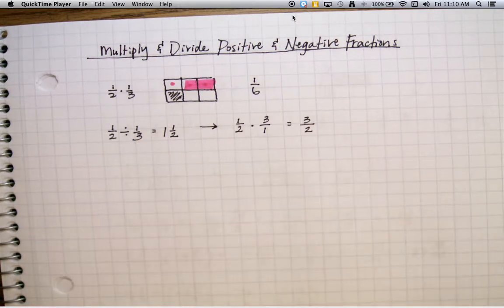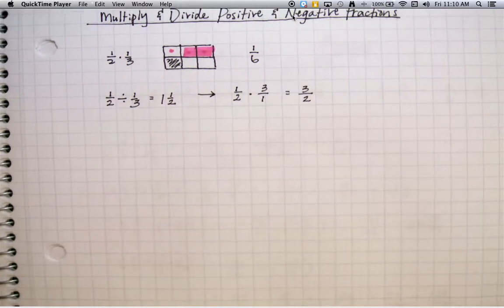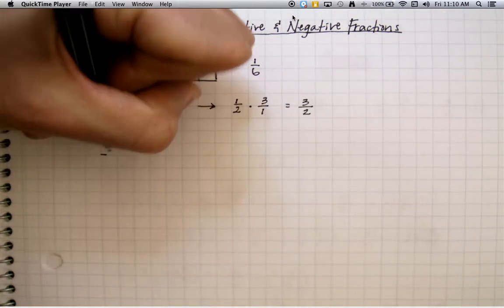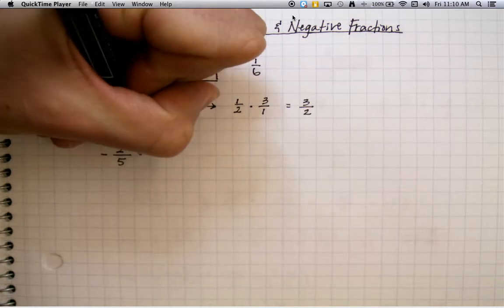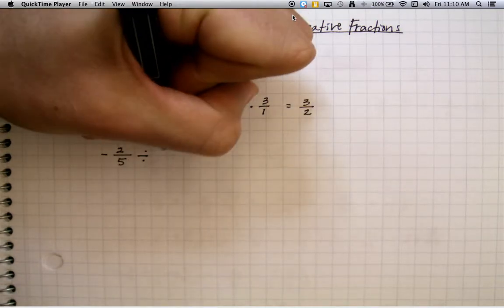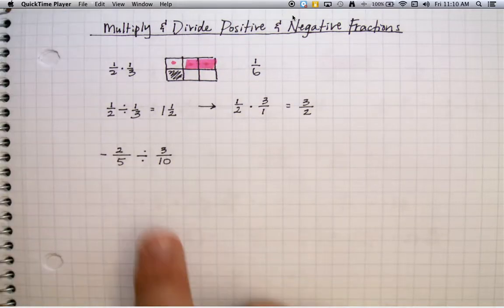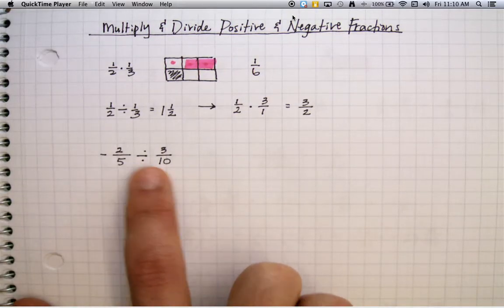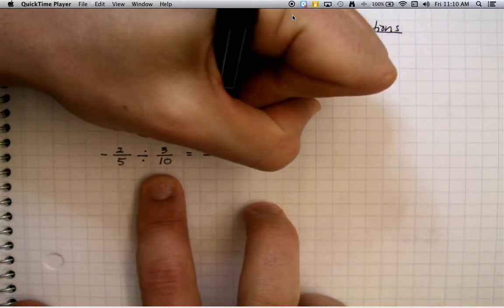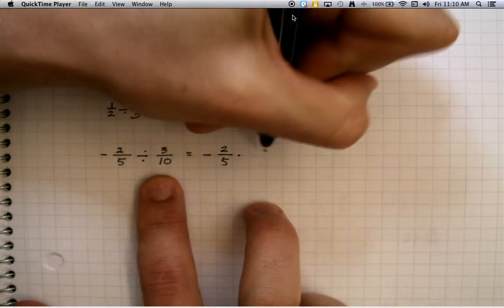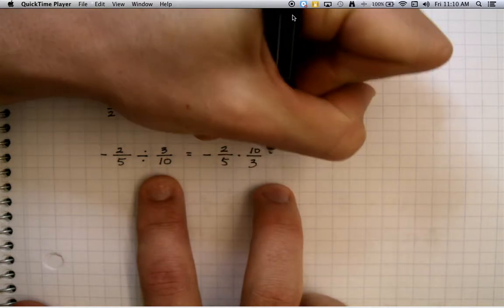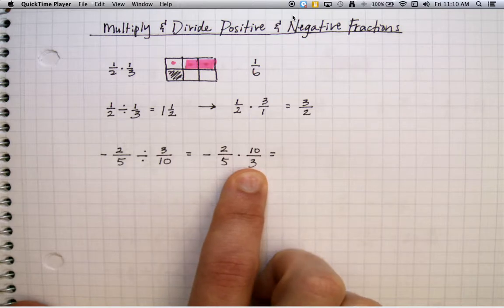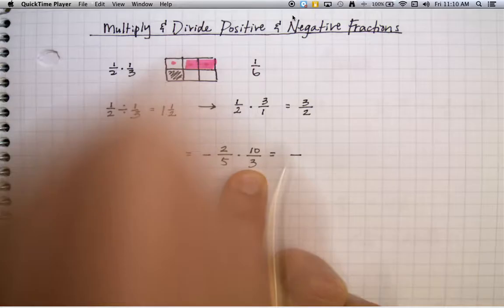Now let's try some examples with negatives thrown in as well, since that's part of this screencast. I'm going to start with -2/5 divided by +3/10. I'm going to start with a division example. Our strategy was to multiply by the inverse, so I'm going to take -2/5 and multiply by 10/3. And here we go, we're going to multiply. I see a negative times a positive, and I remember from my integer rules that that is a negative product.